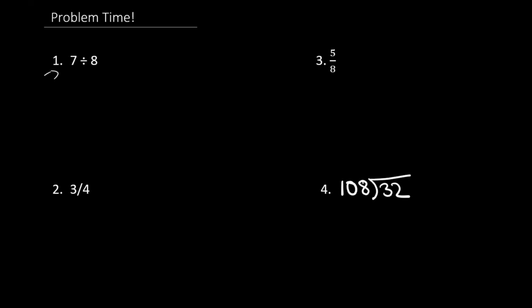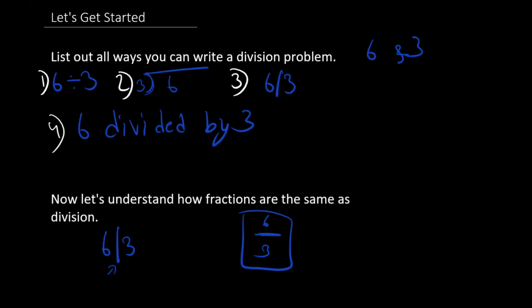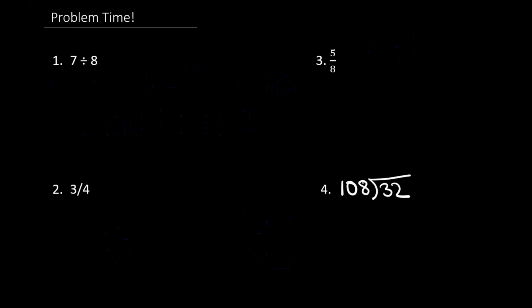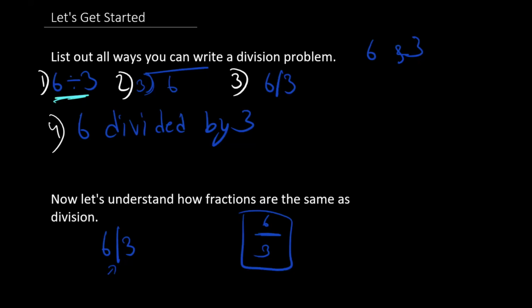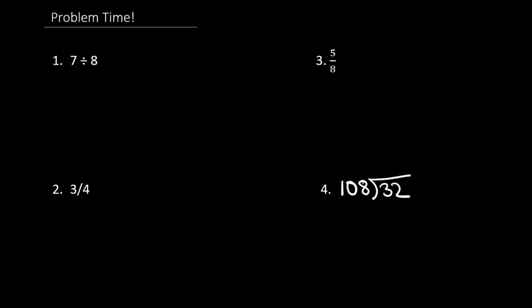So 7 divided by 8. Okay, so let's go back to this page. And over here we have 4. So we have 4 ways, actually 5. So let's write 7 divided by 8 also equals 8 over here, and then 7. Now another way is the fraction way, 7 over 8.